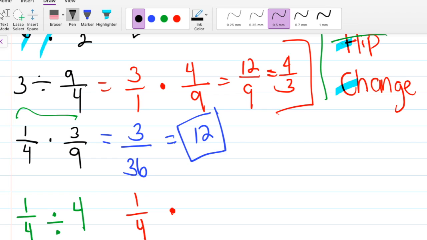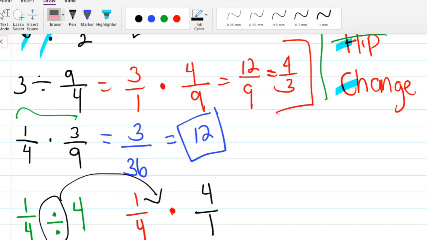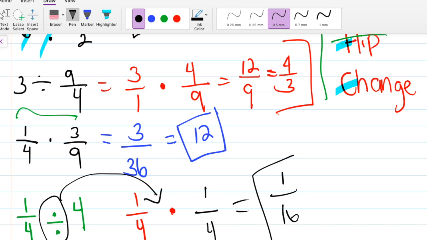We keep the first one, change the sign, as you see that we did right here. And what is 4? 4 is 4 over 1. So what do we need to do? We need to rewrite that as 1 over 4. And now all we do is multiply straight across. 1 times 1 is 1, 4 times 4 is 16, and this is our final answer.